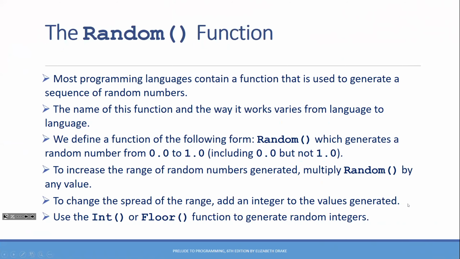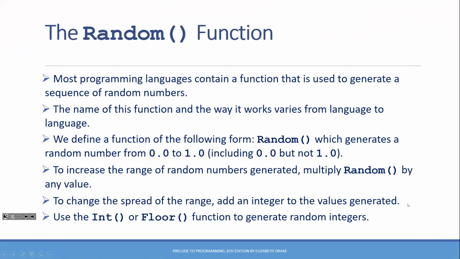So most programming languages are going to have a random function. That's what we saw looking at that turtle thing. The random function is usually going to generate a random number between 0.0 to 1.0. So it's going to be a decimal number, 0.95, 0.67.